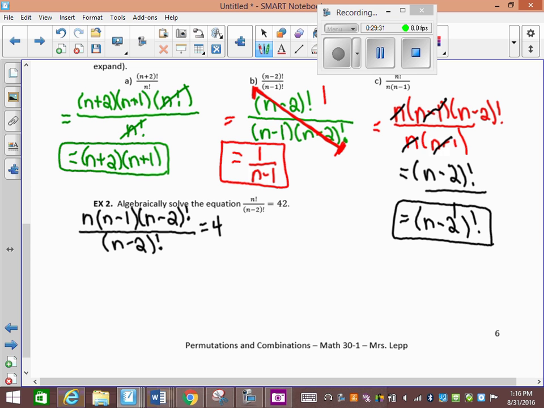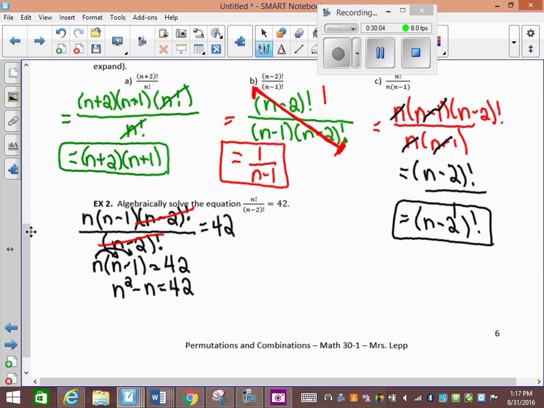Equals 42. Now I have these that are the same. Because I just have a 1 on the bottom, I don't have to write it. So I'm left with n times n minus 1 equals 42. Now I have to expand because I don't know. So I expand, I distribute my n in, and you get n squared minus n.